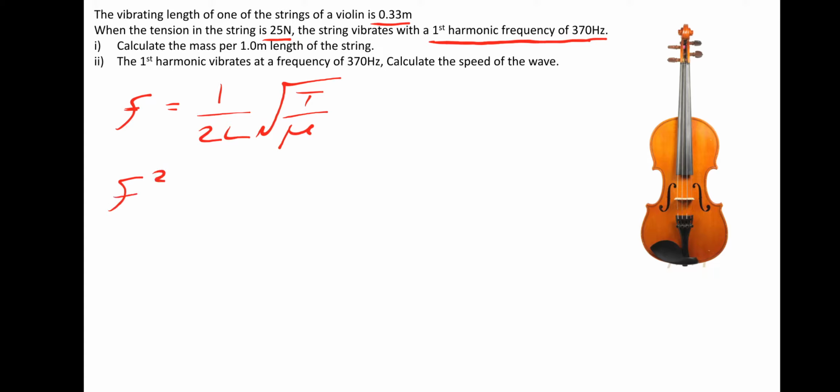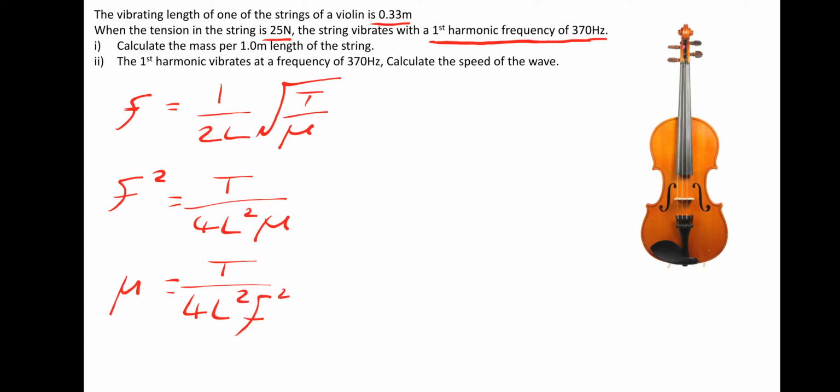So f squared is equal to 1 over 4L squared, but then the root's removed from the T, so we can just write T at the top, divided by 4L squared times mu. And then rearrange to get the mass per unit length. So mass per unit length is equal to tension divided by 4L squared f squared. Then we just simply need to put our numbers in.